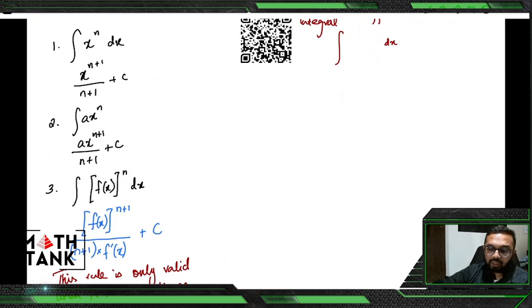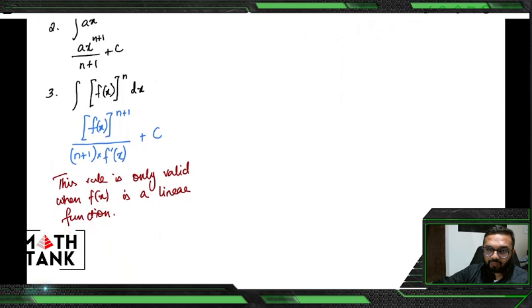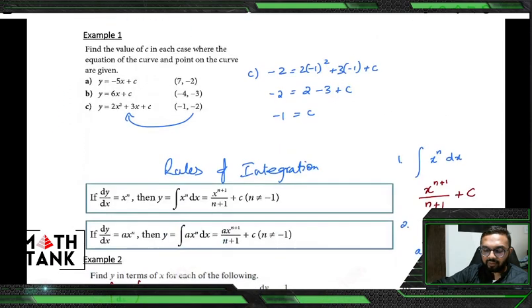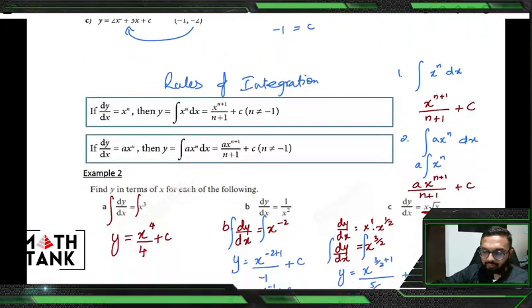functions with whole powers. So when you have such a case, remember that this third rule is only valid when f of x is a linear function, which means that inside the bracket you cannot have an x square or an x cube or so on and so on, or 1 over x for that matter. If you have those, you will have to expand it first and then integrate. This rule is only applicable for linear functions, and you will see this in a couple of examples later on as well. All these examples are there.